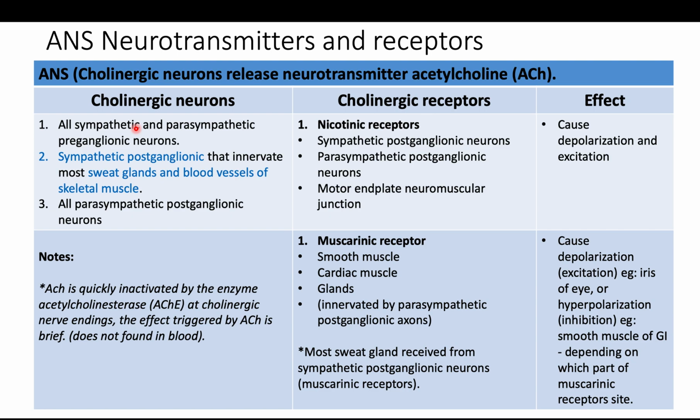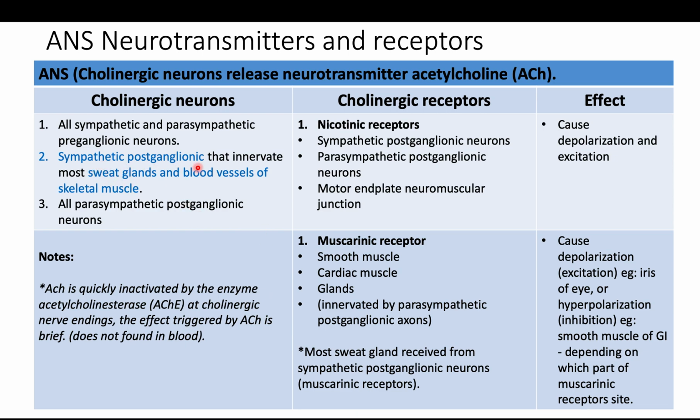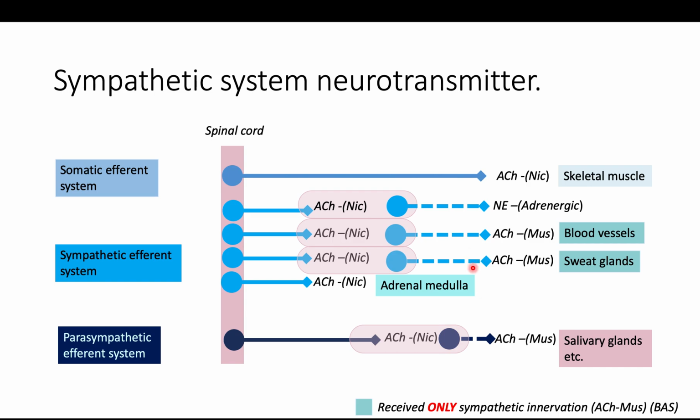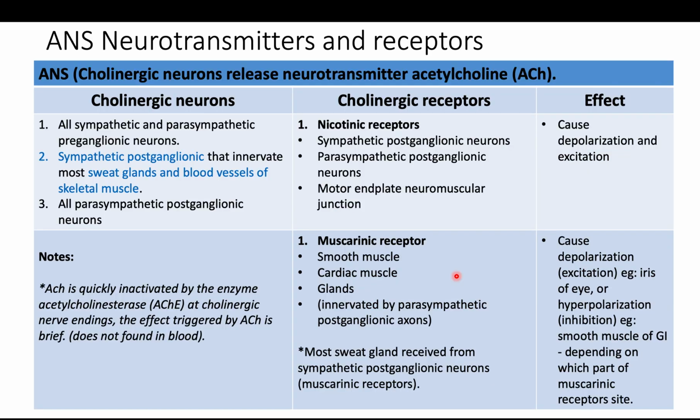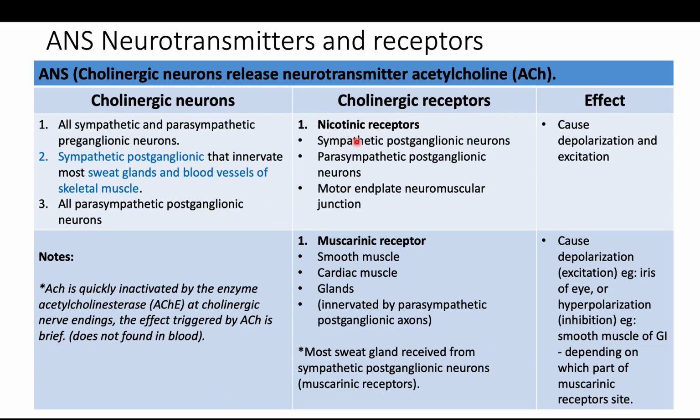So who are the cholinergic neurons? All sympathetic and parasympathetic preganglionic neurons are cholinergic neurons. Then the sympathetic postganglionic neurons that innervate sweat glands and blood vessels, and also the skeletal muscles, are known as cholinergic neurons. And all parasympathetic postganglionic neurons are also cholinergic neurons. All of these cholinergic neurons release acetylcholine.